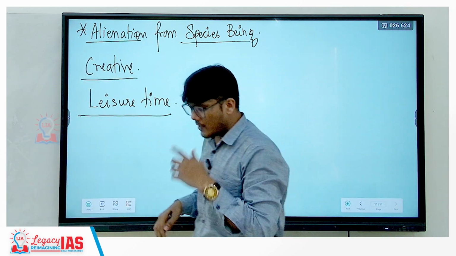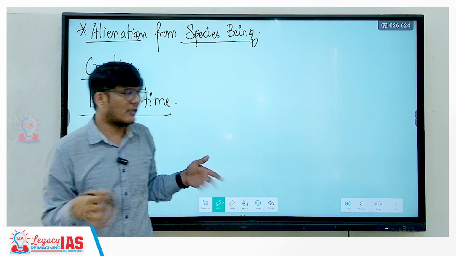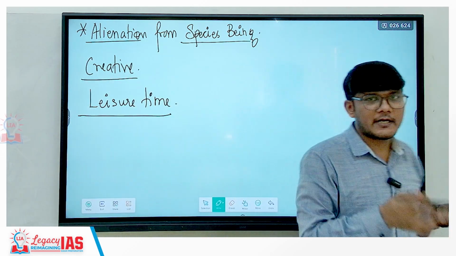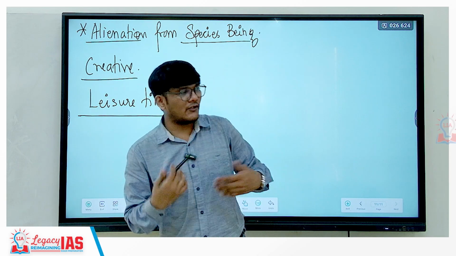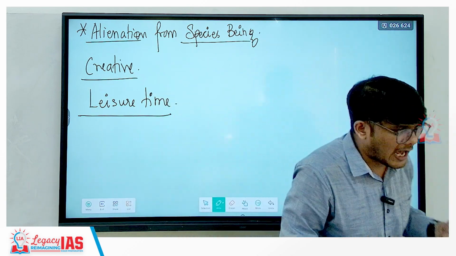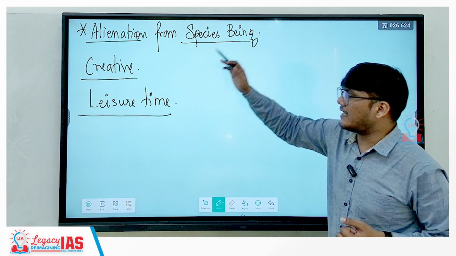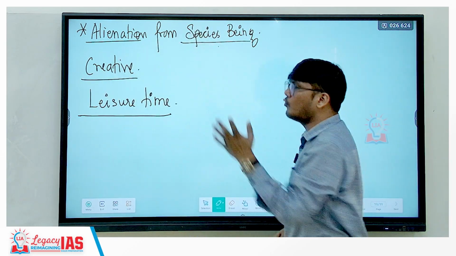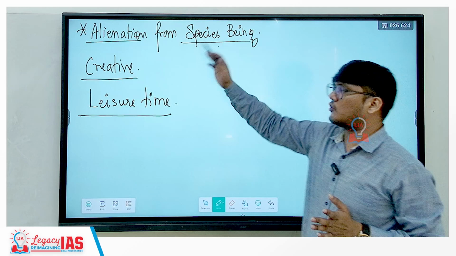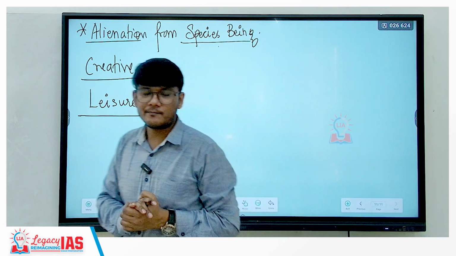It's not like animals just hunt, eat and sleep. Hunt, eat, sleep. Hunt, eat, sleep. Or grazing animals just grazing, chewing and sleeping. That's it. That's not how humans are. Humans are creative. Humans need leisure time. This is what differentiates the species of humans from other species of animals, right?